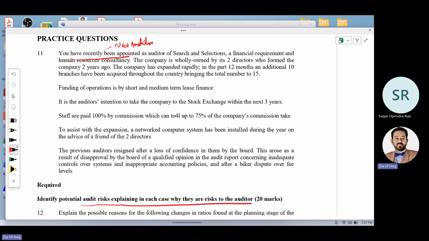The company is wholly owned by its two directors. Wholly owned by its two directors means the company is owner managed. If owners are managing the company, they normally don't follow the rules themselves. We are the owners, why should we follow the policy rules? Why should we come on time? Why should we leave on time? Why should we sit till evening?